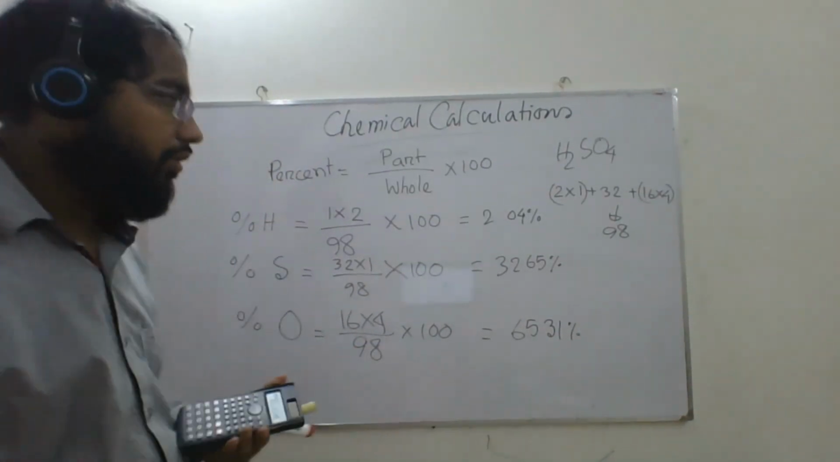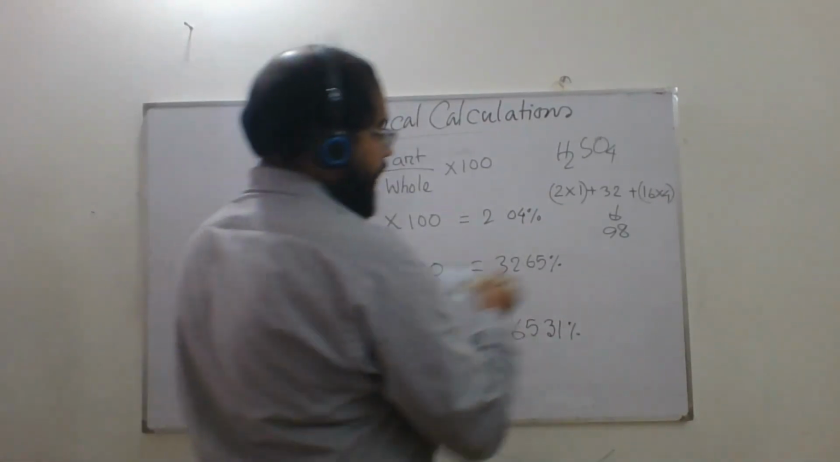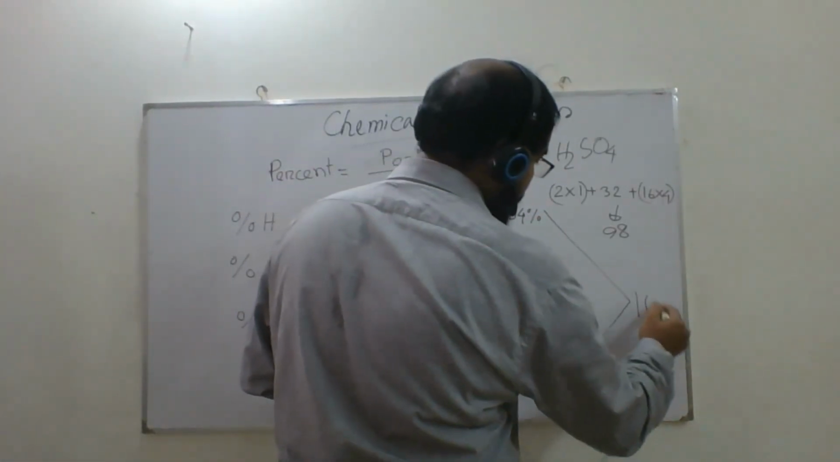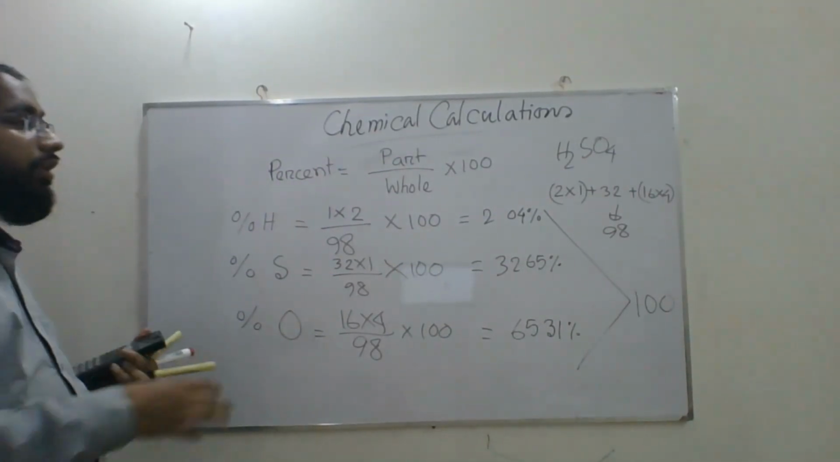if you add all of this percent composition, you will find around 100 or 100. Okay, so this is basically a simple thing to calculate the percent composition.